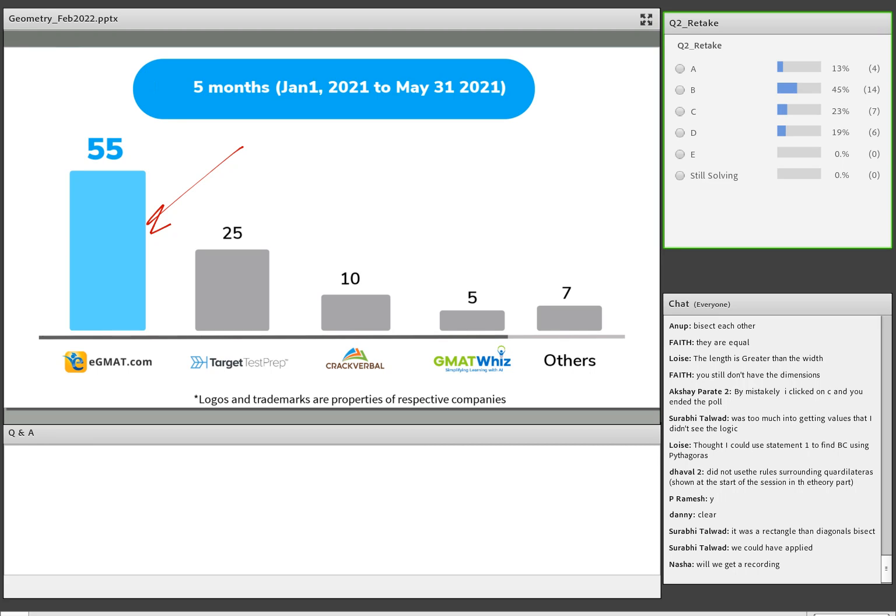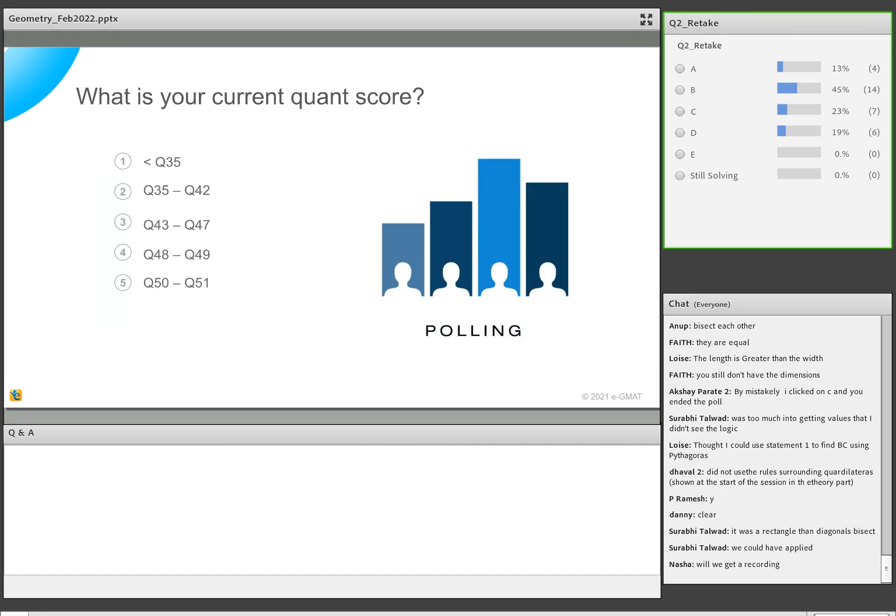e-GMAT has typically been known for its verbal course, but last year we set out to change that. So early last year we came out with Quant 2.0, and these are the results since then. This is slightly outdated data, but even the current data points tell me the exact same picture, that in terms of success, what we have been doing is working out for us.